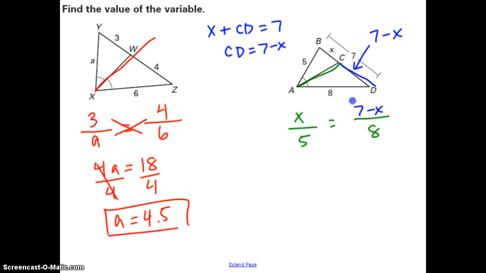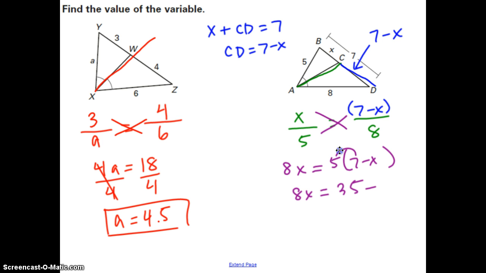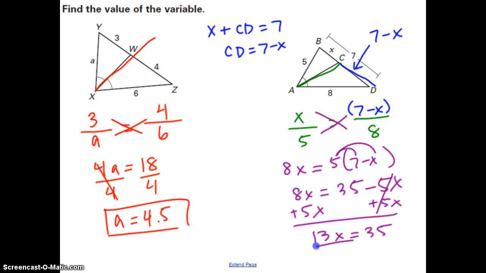When we put that in here, before we cross multiply, we need to put that into parentheses, so that when we cross multiply, we get 8x is equal to 5 times 7 minus x. So then we get 8x equals, don't forget to distribute. Then we're going to add 5x to both sides. And then we have 13x is equal to 35. Once we divide by 13 on both sides, we end up with x is equal to 2.7. And that's it.